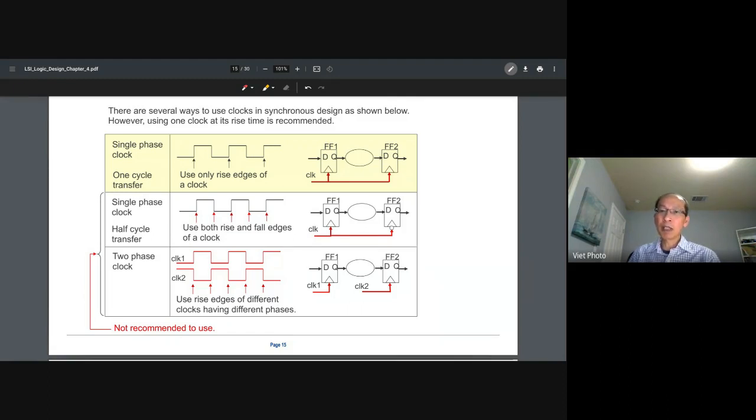So if somebody wants to use this half cycle transfer, they need to be very careful. They need to know a lot of things about it. Next, the two-phase clock, with clock 1 and clock 2. The clock 2 is the inverse of the clock 1, so I think it becomes the same thing as this one.